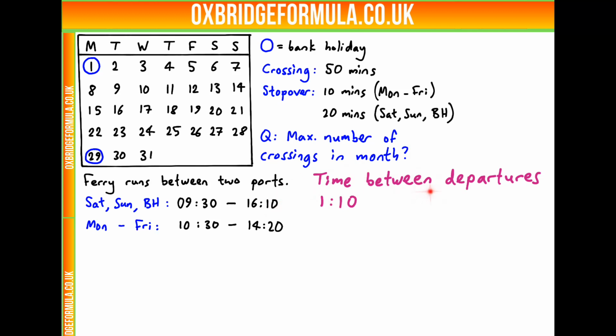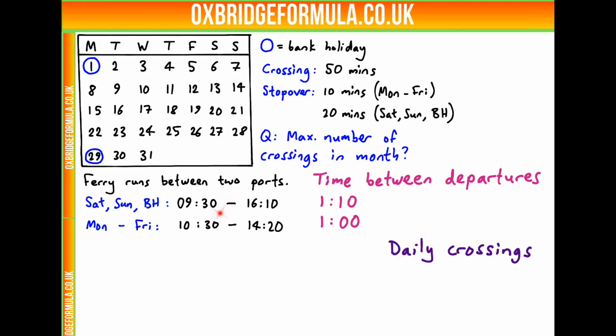And similarly, what's the time between departures for Monday to Friday? There's a 10-minute shorter stopover time, and so this will just be 1 hour. Therefore, what can we do with this information? Well, we can combine the time between departures with the hours of work and work out the number of daily crossings. If we can work out this, then we can extrapolate this across the whole month, then find out our number of monthly crossings.